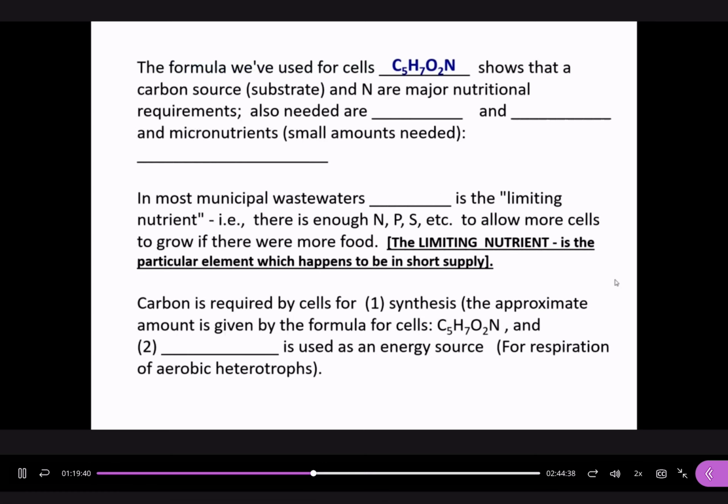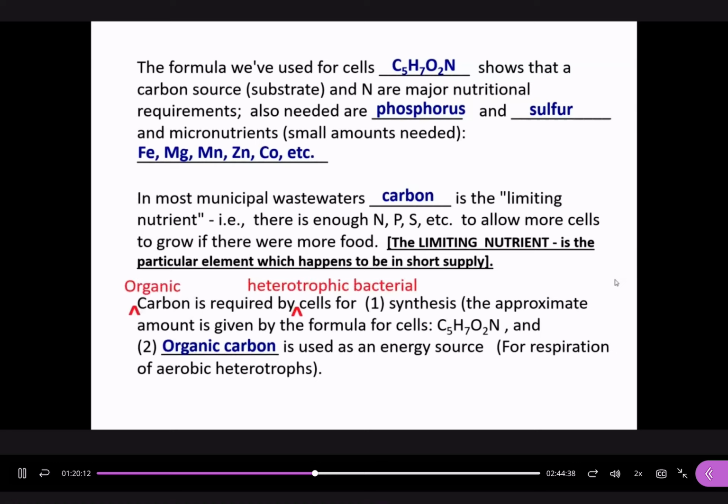So with the formula C5H7O2N, carbon is needed, nitrogen is also needed, but some other micronutrients like phosphorus, sulfur, and iron are also needed for the microorganism to grow. In most municipal wastewater, carbon is a limiting nutrient because we need a lot of carbon. There isn't enough nitrogen, phosphorus, and sulfur. Carbon is needed for cell synthesis and for energy production, as we mentioned earlier.